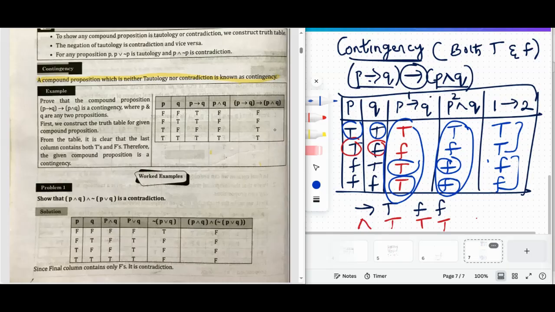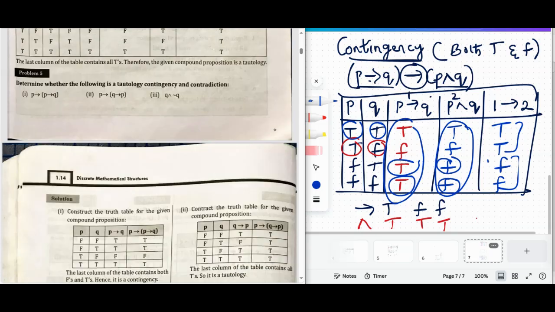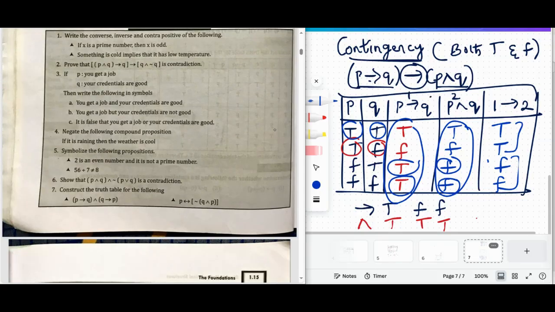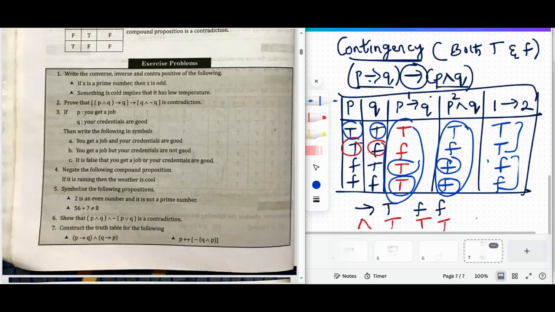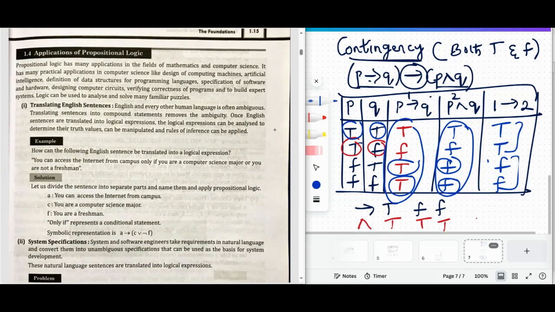So moving on with the next, we have learned three important things, that is tautology, contradiction and contrapositive. The problems are given here, you can just go through them and solve them. Try to solve these exercise problems. If there are any problems you are not getting or you want my help, write it in the comment box. But students, if you want to learn the topic, you need to solve the exercise by yourself.